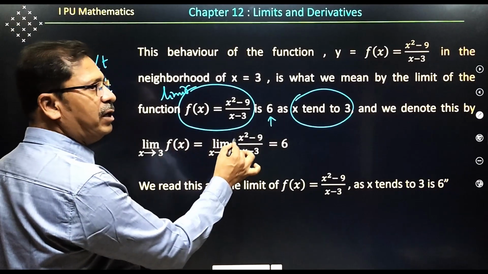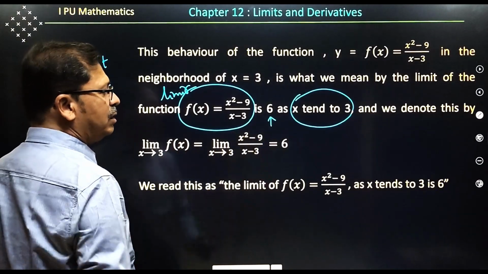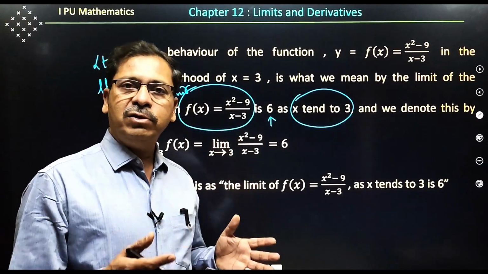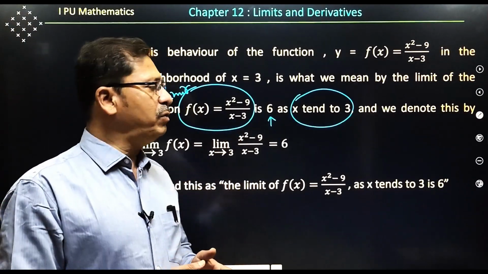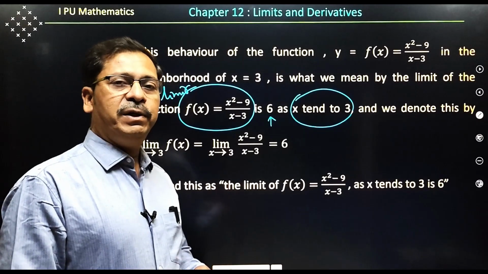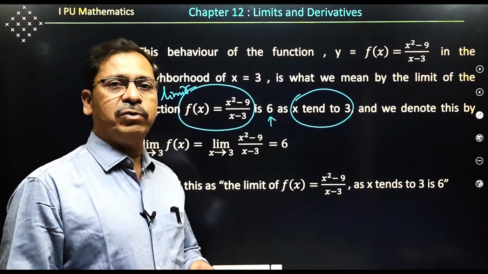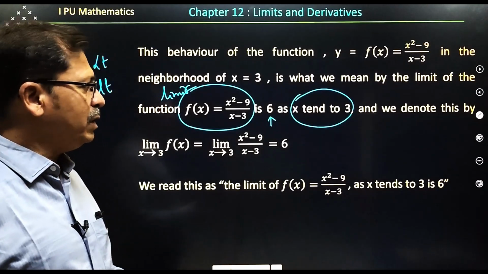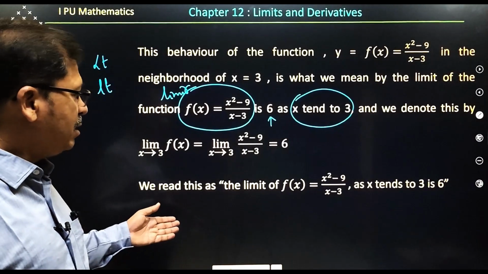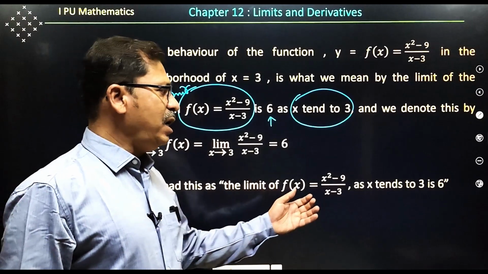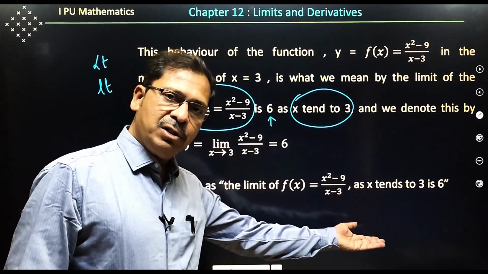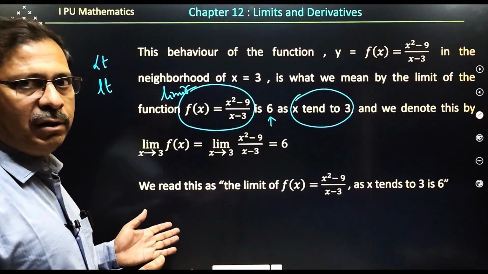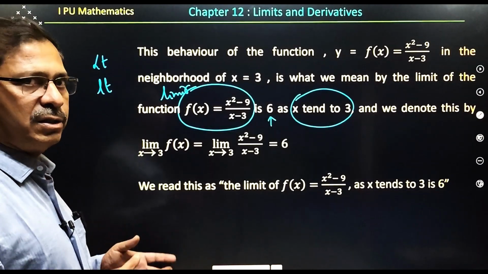That f(x) is defined in this manner as a rational function. For the calculation purpose, in the language of mathematics, we have written it equal to 6. But basically it is not exactly equal to 6. It is very nearer and nearer to 6. That is the idea. So we read it as the limit of f(x) as x tends to 3 is 6. This is the concept of limit explained with the help of a particular example.